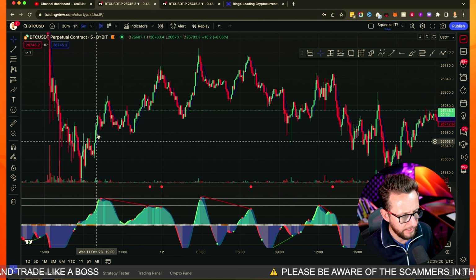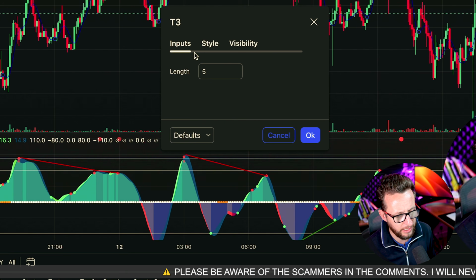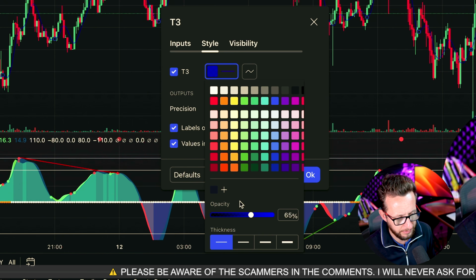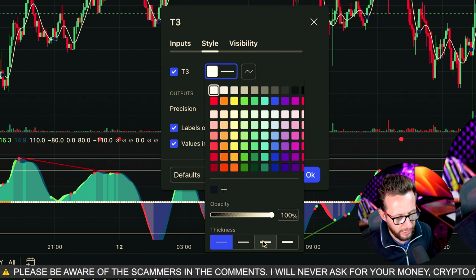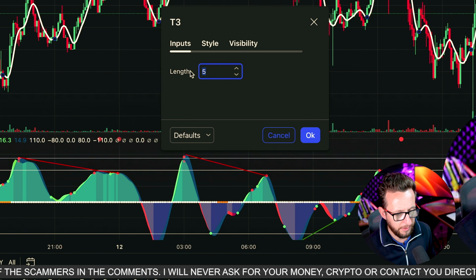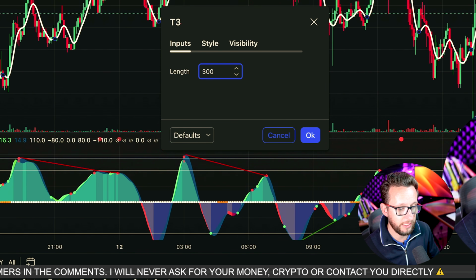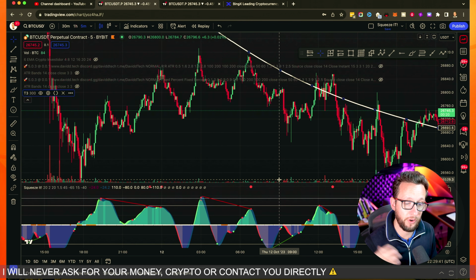That's going to add this blue line that you probably won't be able to see on YouTube. So I'm going to change the color and make it a little bit thicker so we can see it here on YouTube. I'm going to make it white and make it nice and thick, and this is the T3 band just here. I'm going to set the length to 300, and that is going to detect whether price is moving in a bullish or bearish direction.